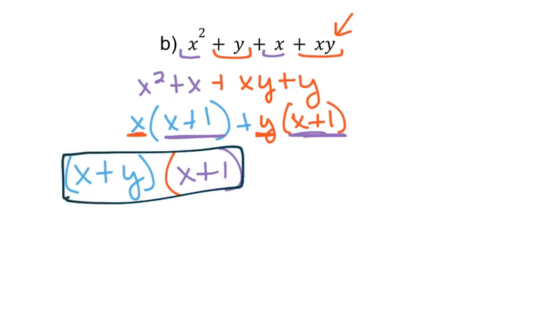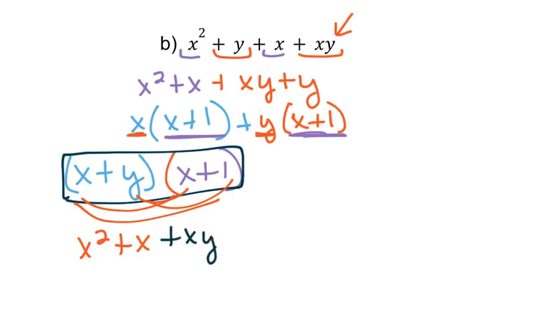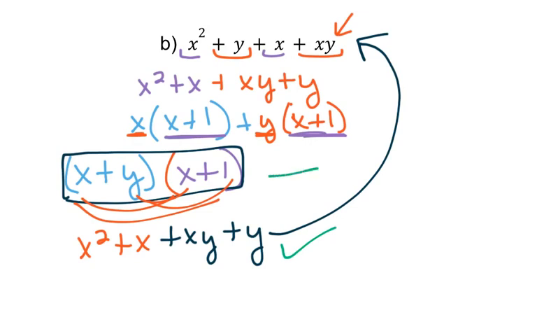Let's double check it by distributing. X times x is x squared. X times 1 is plus x. And then y times x is xy. And then y times 1 is y. And if you look, all of those are up there. They are in a different order, but it doesn't matter because we're adding. And this does work. So this is going to be your answer of how to factor those.